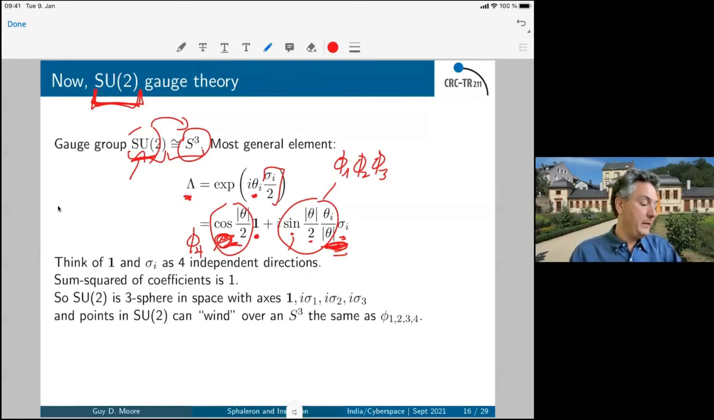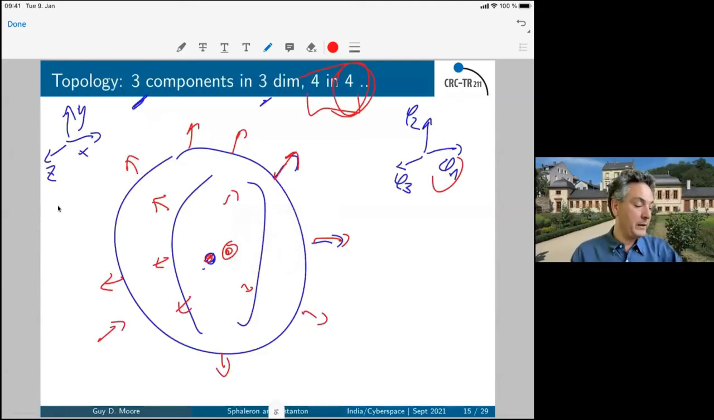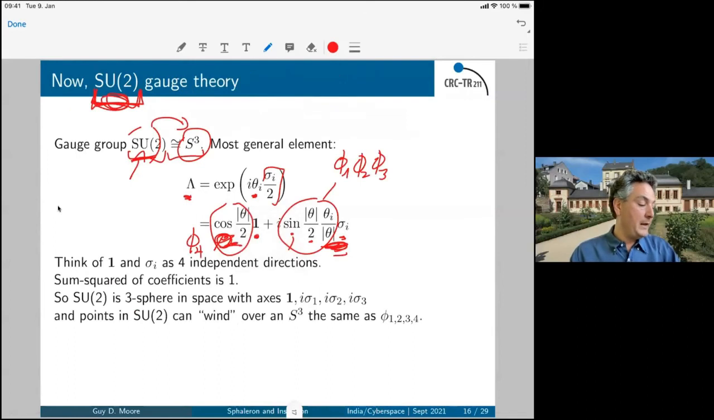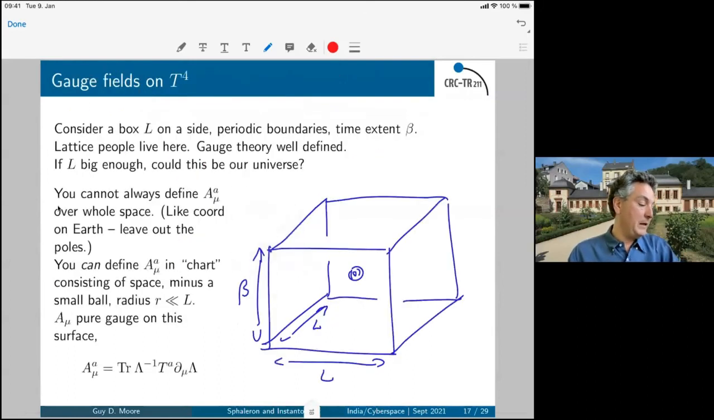Okay, and therefore, if I choose SU2 values through space, except at some point, then I can have the SU2 values wind as they go around that point in exactly the same way that we talked about with scalar fields here. And now that's relevant because, let's think about gauge fields on the 4 torus.